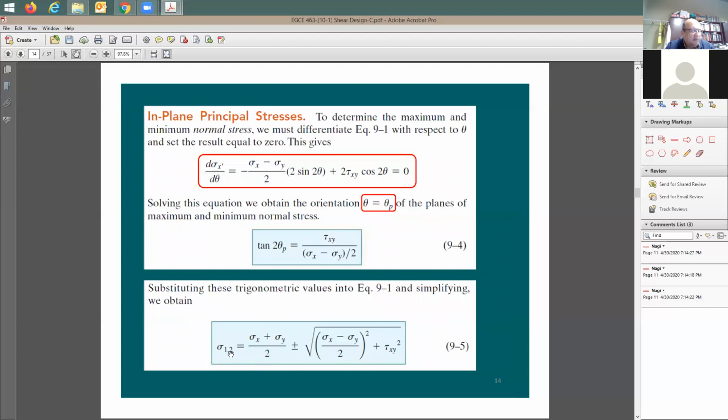Sigma 1 and 2, as it says here, 1, 2, because you have plus and minus here. So if you'd like to find sigma 1, you do the plus. For sigma 2, you do the negative. For the angle, you can figure out the angle based on this equation. Tangent of 2 times the angle is going to be equal to that.